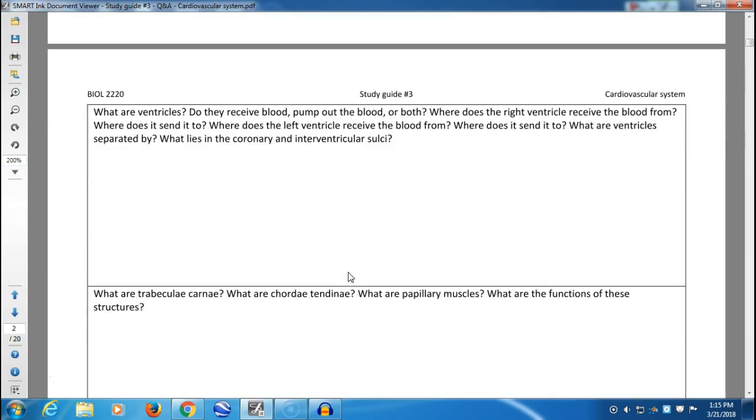Same goes for ventricles. Oh, separation. Atria are separated by the interatrial septum. Ventricles are separated by interventricular septum. Okay. Coronary and interventricular sulci. What lies in those? Coronary blood vessels, coronary arteries. That's as far as it goes.